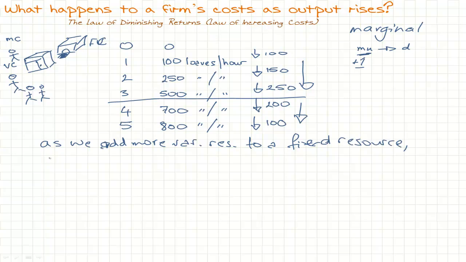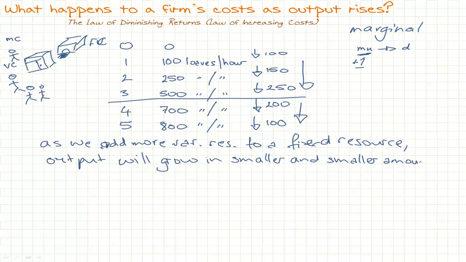output will grow in smaller and smaller amounts. And that's the law of diminishing returns. Now that's also called the law of increasing cost, because if I was to turn this around and keep the increase in output constant, what you'd find is that the cost of production is actually starting to increase.